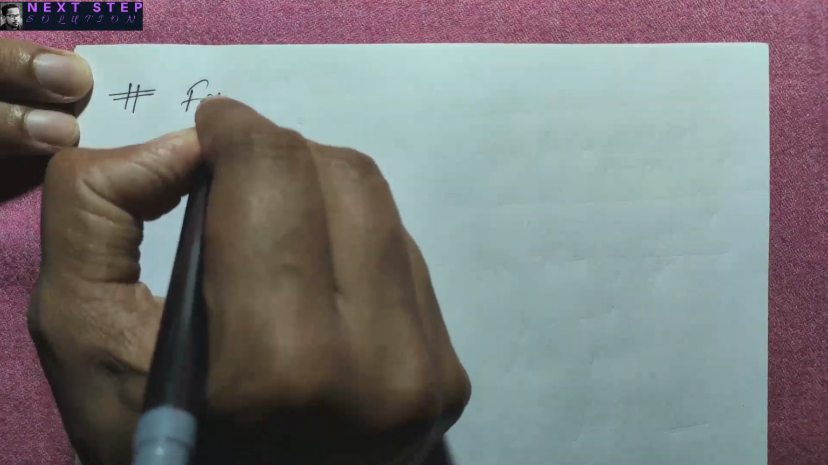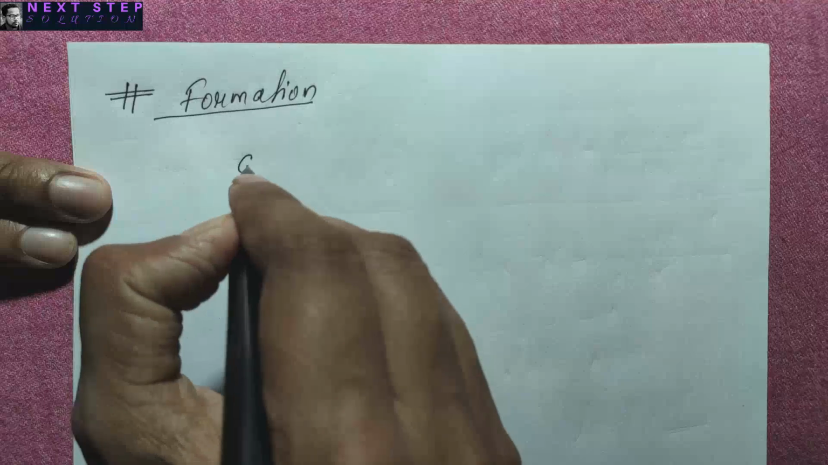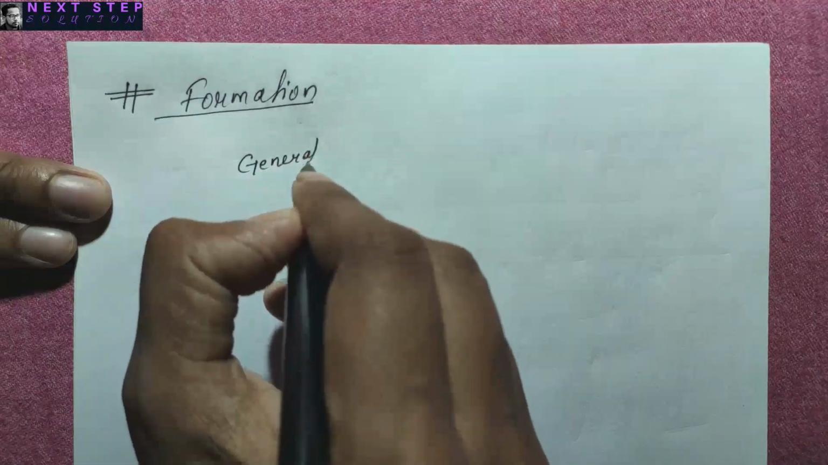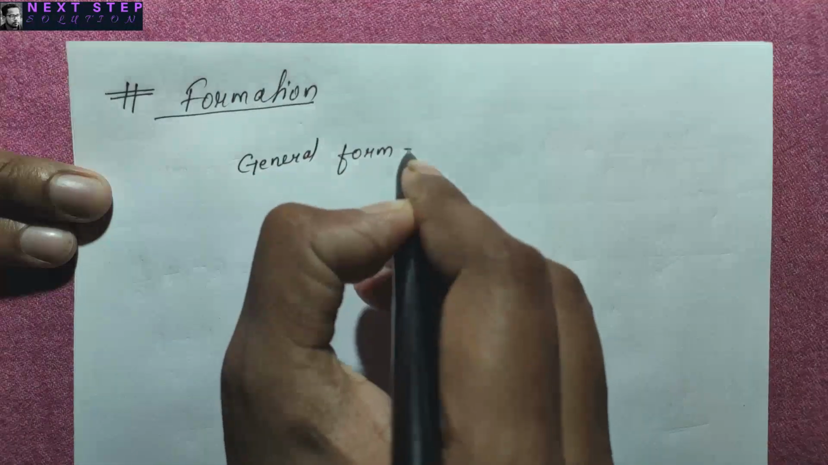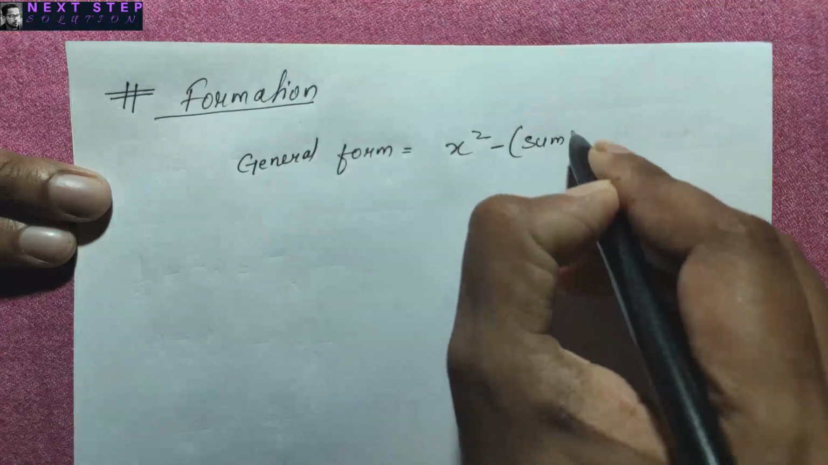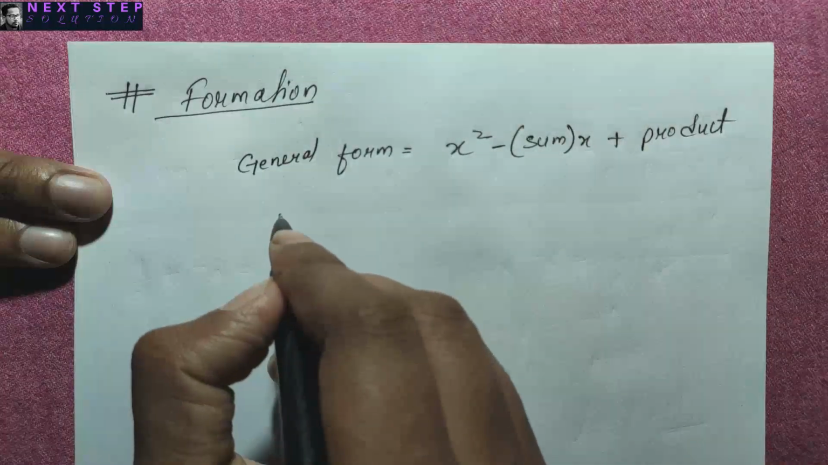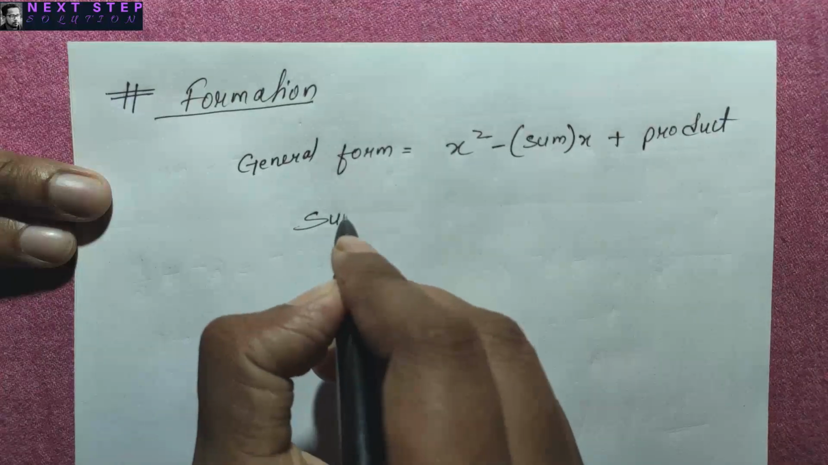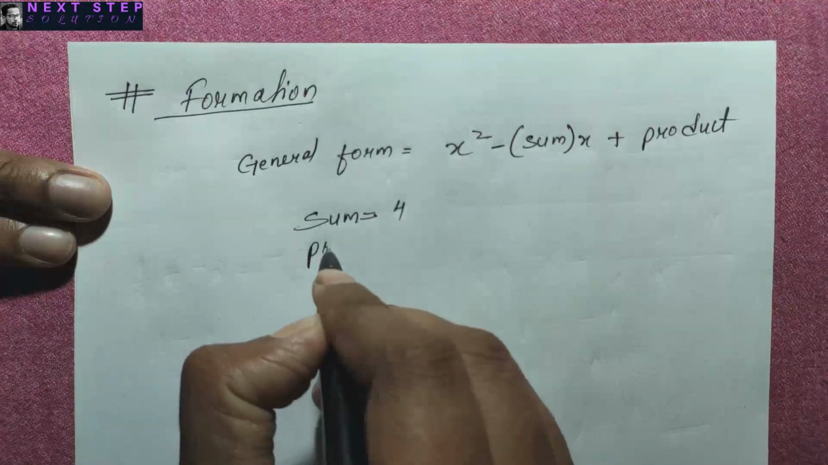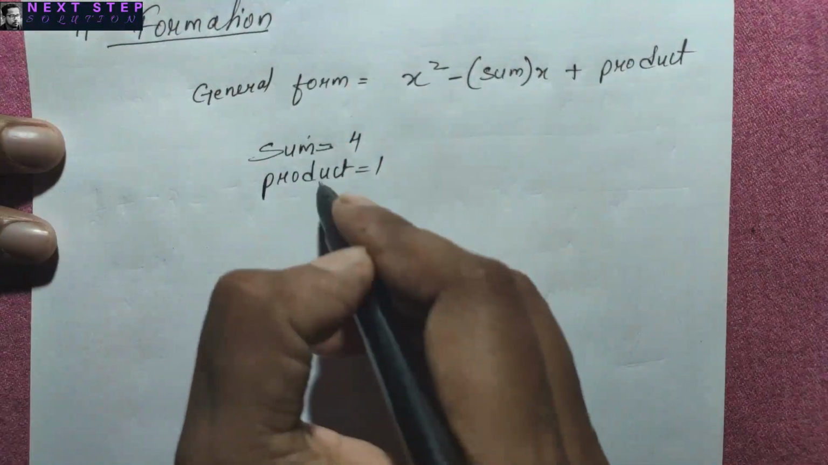Alright, the next thing is formation of a quadratic polynomial. How is a quadratic equation formed? For forming a quadratic equation, we know the general form. The general form of a quadratic equation is x square minus sum x plus product. Now if we have the sum as 4 and the product as 1, then we can easily form the quadratic polynomial using the sum and the product.